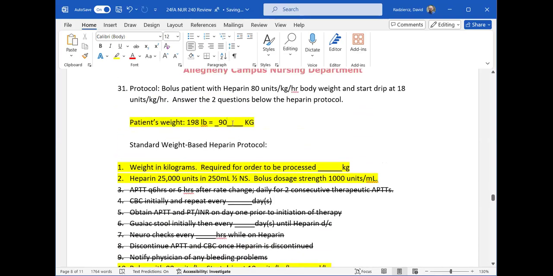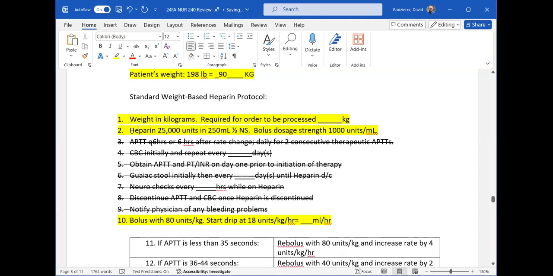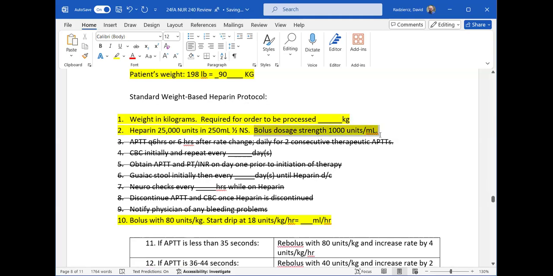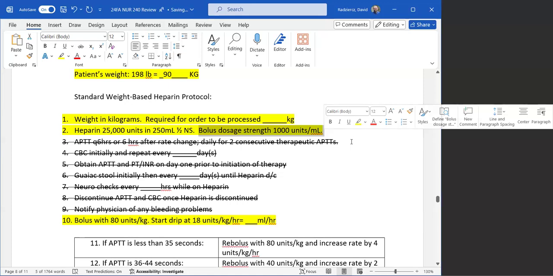So it tells you that the patient that's 198 pounds, we divide by 2.2 and we get 90 kilograms. So step one is we want to bolus the patient with 80 units per kilogram. And then you're going to start an infusion at 18 units per kilogram per hour. Okay. And the other piece of information that's important is knowing your availables, 25,000 units and 250 milliliters half normal saline, and your bolus dosage strength, which is 1,000 units per milliliter. So those are your two pieces of information.